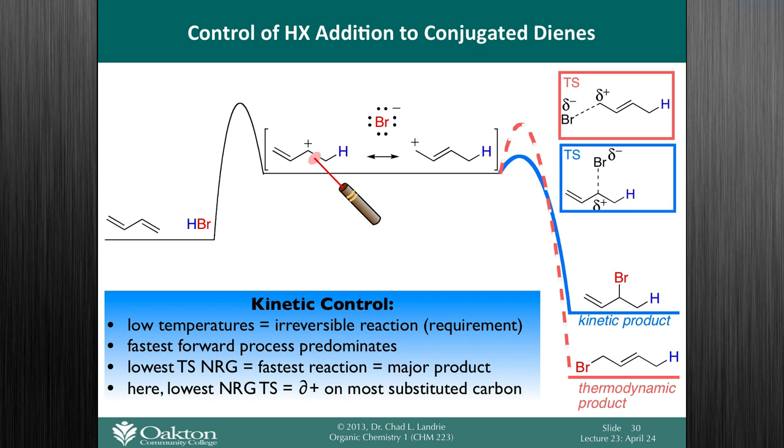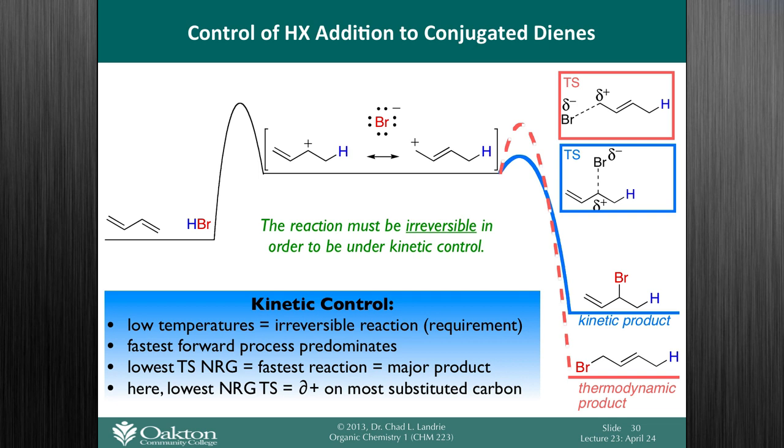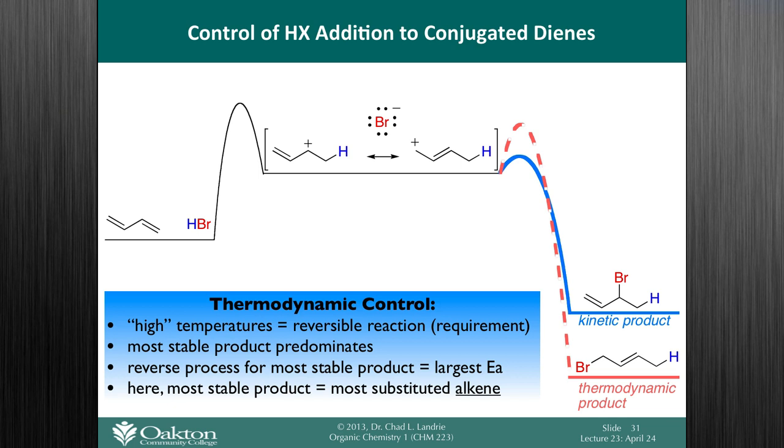This reaction must be irreversible for these conditions to lead to the kinetic product. Irreversible means there's no equilibrium. This is a one-way process from reactants to products. Under thermodynamic control, we follow the red path. Now bromide can add to, again, either the secondary carbocation resonance structure or the primary carbocation resonance structure. It follows the higher energy pathway under thermodynamic control because then it can get to the most stable product, the thermodynamic product.